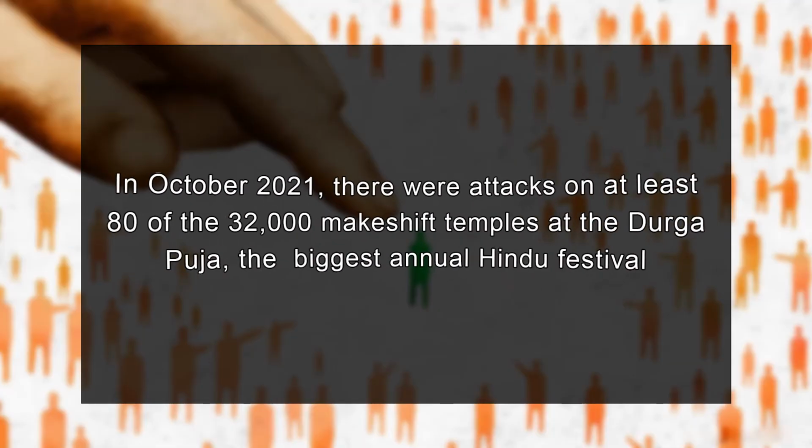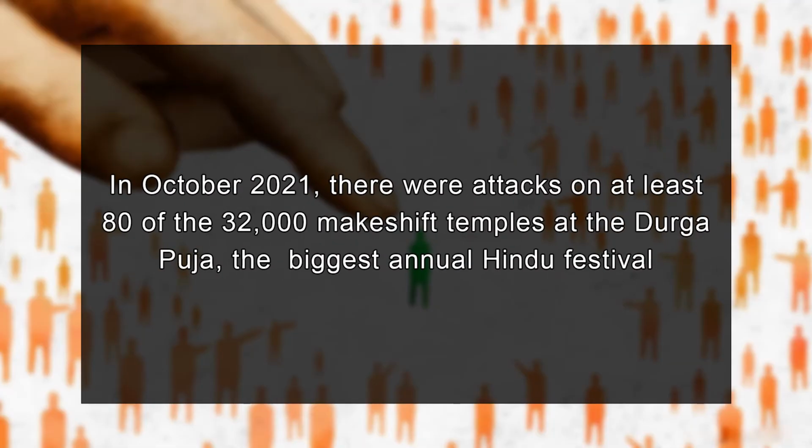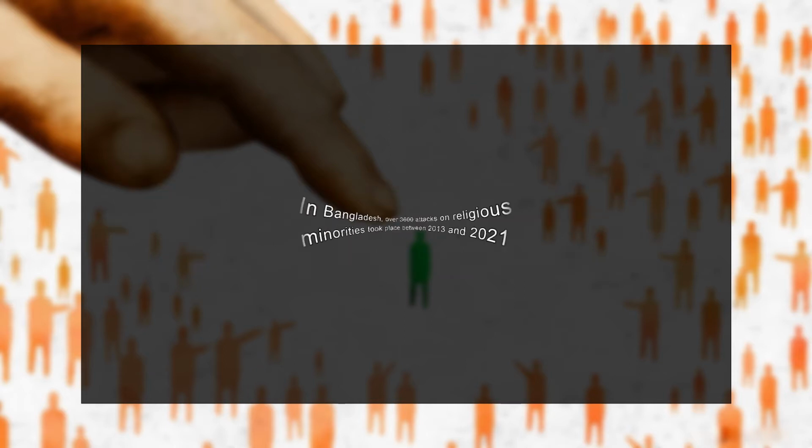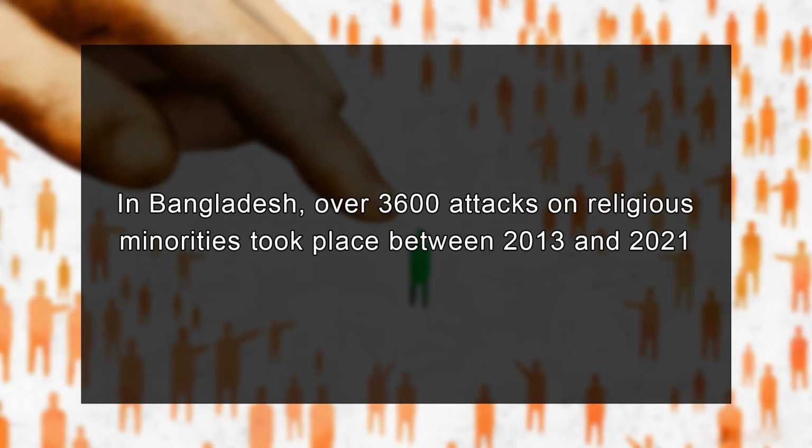Hindus are also one of the religious minorities in Bangladesh. In October 2021, there were attacks on at least 80 of the 32,000 makeshift temples at the Durga Puja, the biggest annual Hindu festival. Over 3,600 attacks on the religious minorities took place between 2013 and 2021.